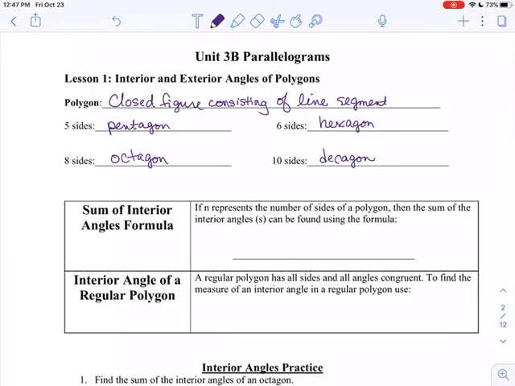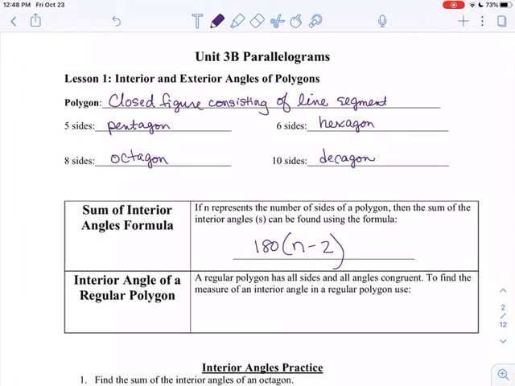So what we're going to do today is have a formula to find the sum of the interior angles of any polygon and also the sum of the exterior angles of any polygon. We'll start with the interior angles. The sum meaning I add them all up. The sum of the interior angles of any polygon is 180 times (n minus 2), and n is the number of sides that it has.